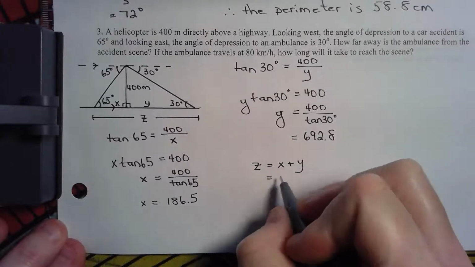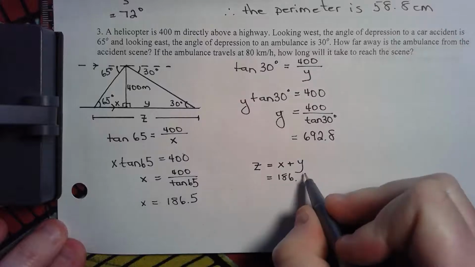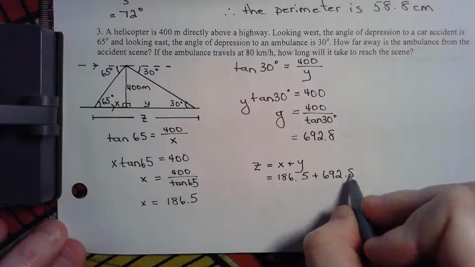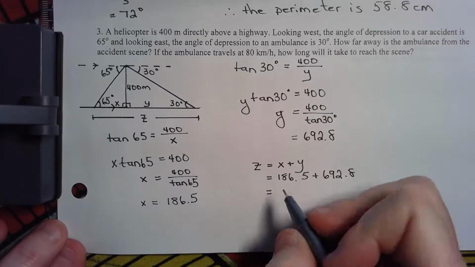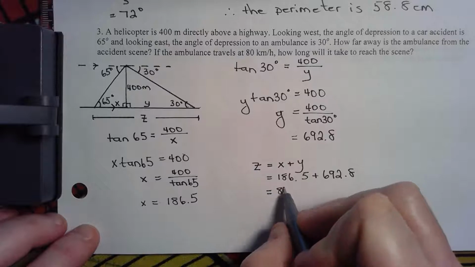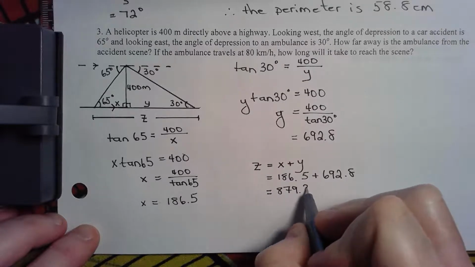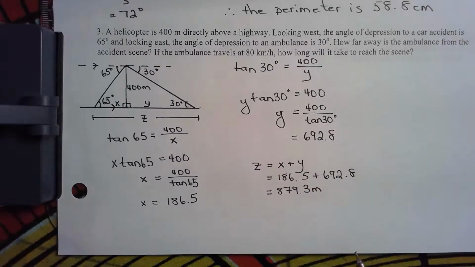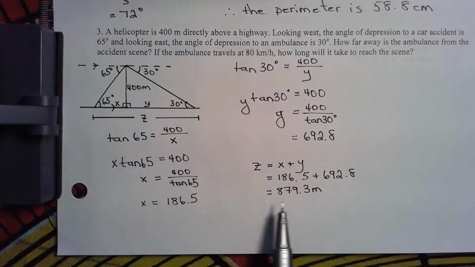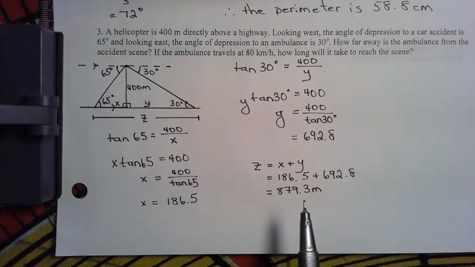So it's going to equal 186.5 plus 692.8, which is equal to 879.3 meters. So we found the first answer, which is how far away is the ambulance from the accident scene? The ambulance is 879.3 meters away.